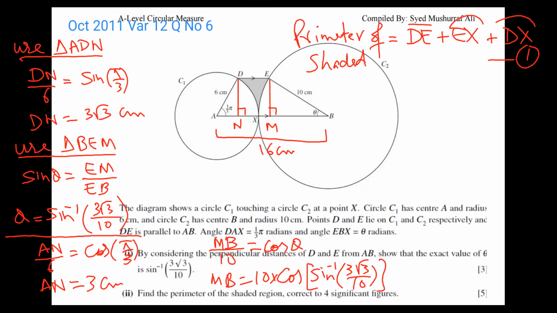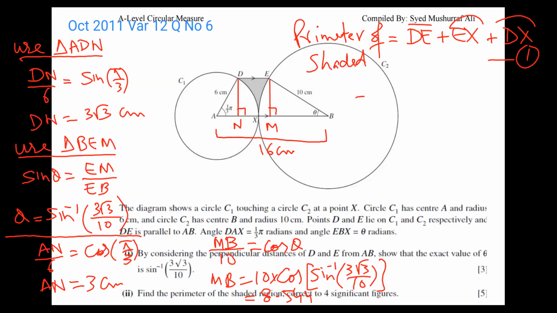So I'm finding 10 times 2 cos. In the bracket, I have a sine inverse, and then the inner fraction 3 root 3 divided by 10. And I get the angle, and this value is coming 8.544. Okay, it means this is 3 root 3, and this is 8.54, and total is 16. So from 16, leave this.